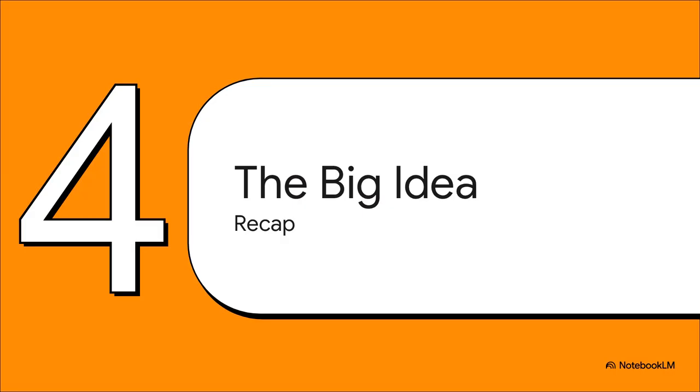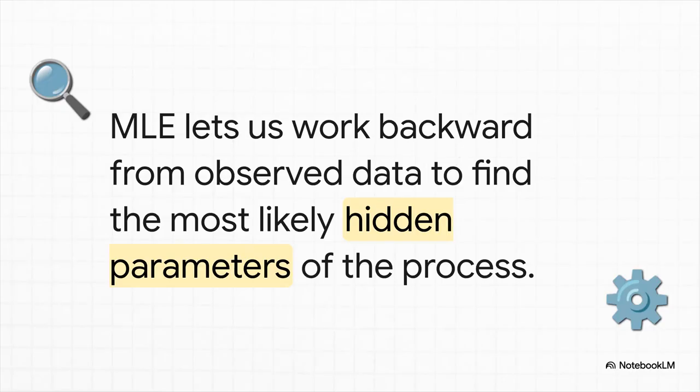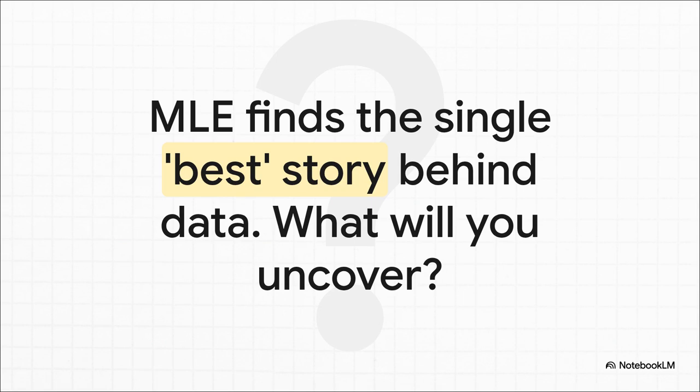So after flipping coins, testing light bulbs, and counting fish, let's just pull back and make sure we lock in this single biggest idea here. At its very heart, maximum likelihood estimation is just a principled, powerful method for being a good detective. It lets us take the clues we have, our data, and work backward to figure out the most plausible story of what happened. It helps us find that one hidden parameter, that one version of reality that makes our observations make the most sense. It's really a tool for finding the single best story that explains what we see.